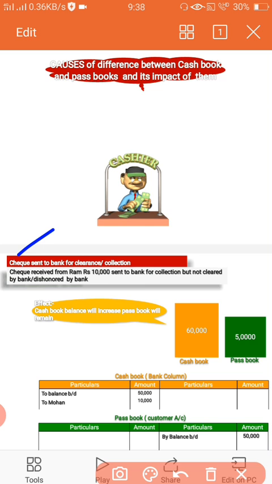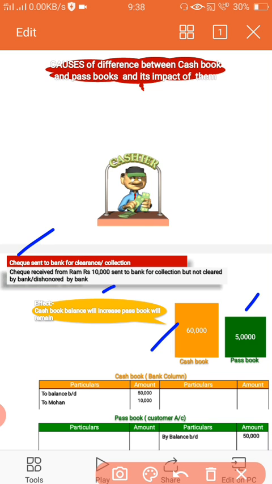So, see case 1, check sent to bank for collection but not cleared by bank. Suppose there is an example, check received from Ram 10,000 and sent to bank for collection but not cleared by bank or dishonored by bank. In this case, suppose there is an equal balance of cash book and passbook, 50,000. Now we have deposited a 10,000 check into the bank. Balance as per cash book is 60,000, but passbook is showing the same balance, that is 50,000.